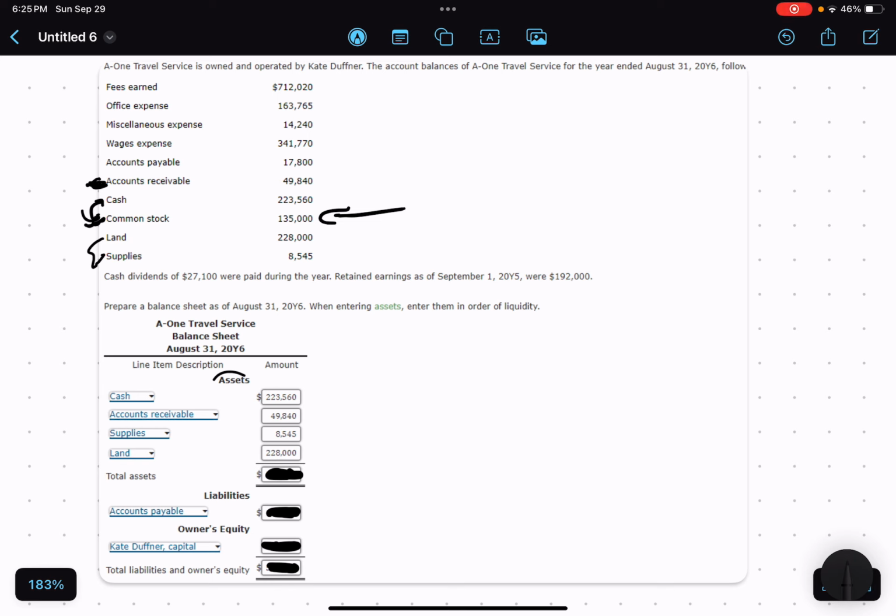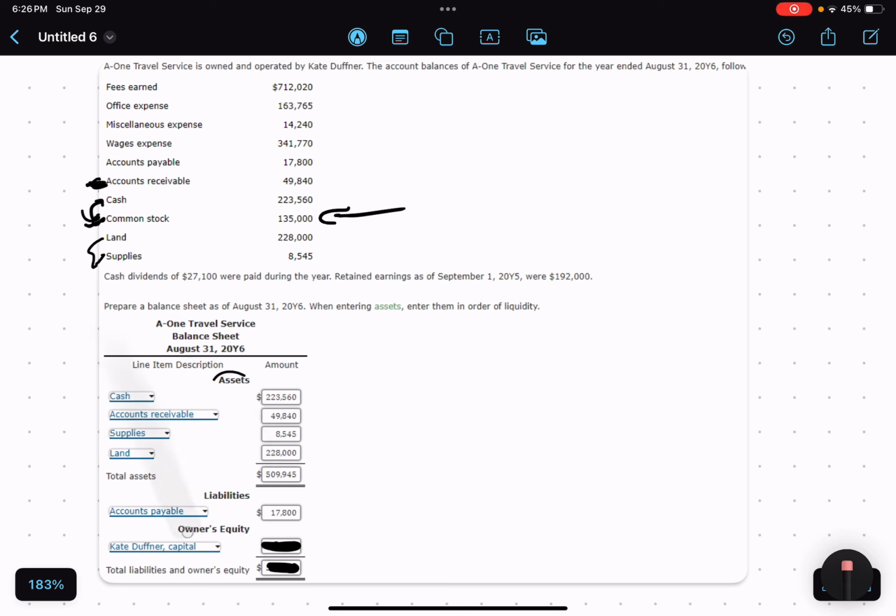Now when we move on to the liability section, we only have one type of liability, and it's the accounts payable. It's the amount we owe, and that would be $17,800. And of course, if you add these numbers up, you get your total assets. Forgot to do that.